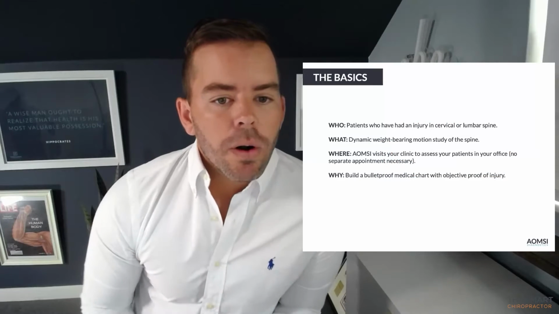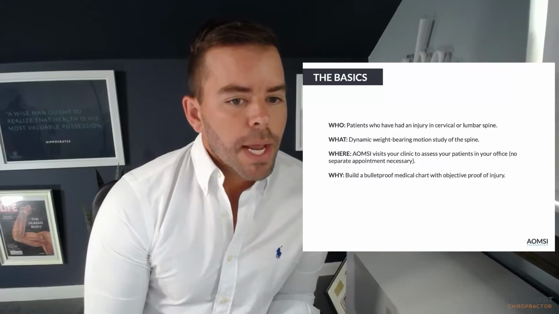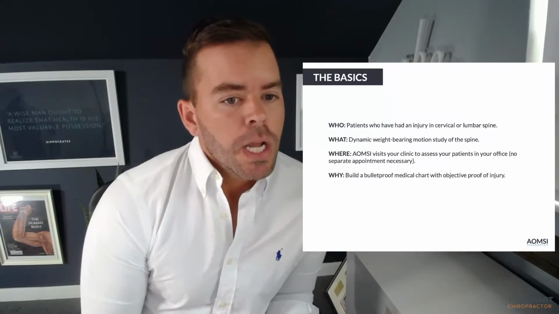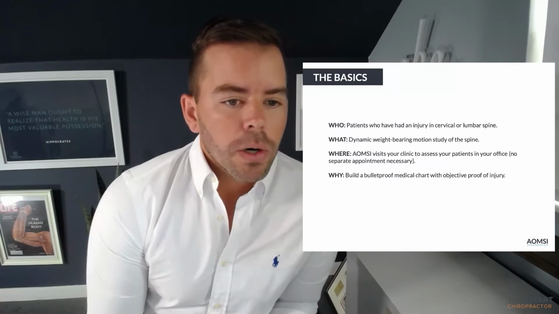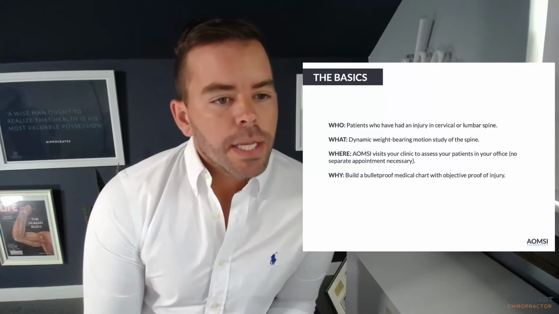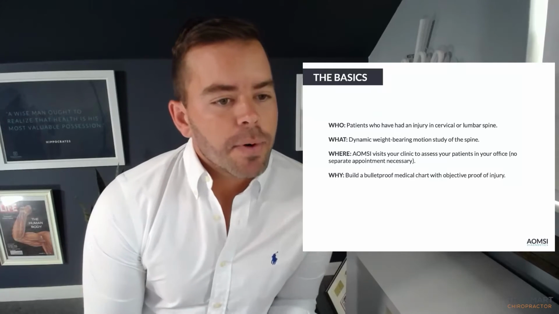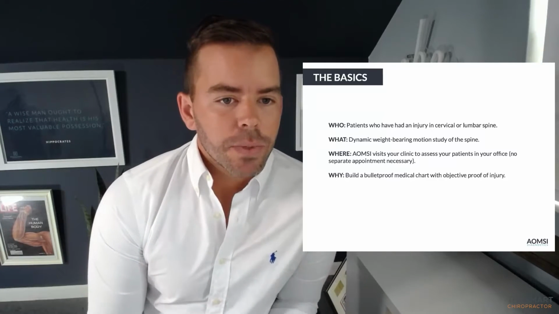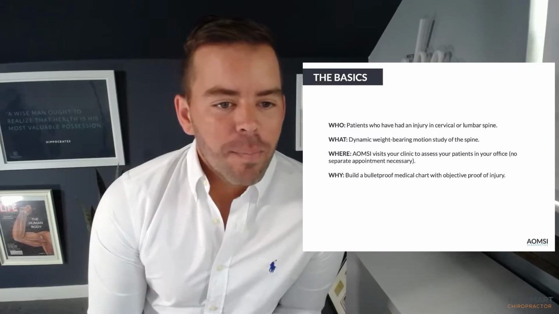Just to start, the basics of what we look at for the ideal patient with the VMA, vertebral motion analysis, are really any patients that have had an injury in the cervical or the lumbar spine. To date, we don't do any thoracic imaging. As you all know, if there's any type of motion that occurs in the thoracic region, you probably have a bigger issue. So right now it is just cervical and lumbar.